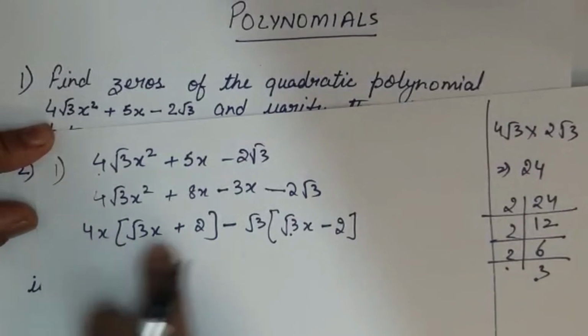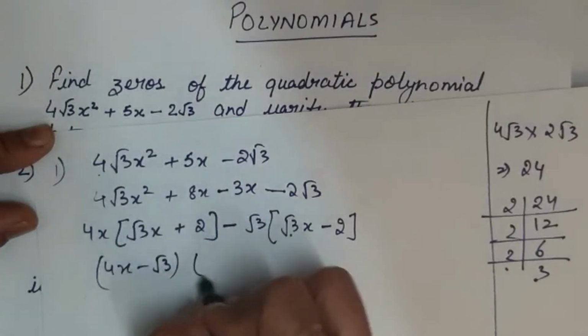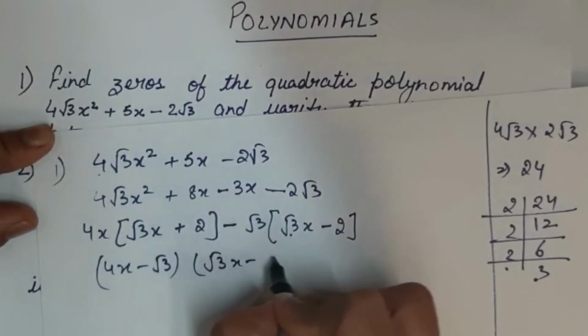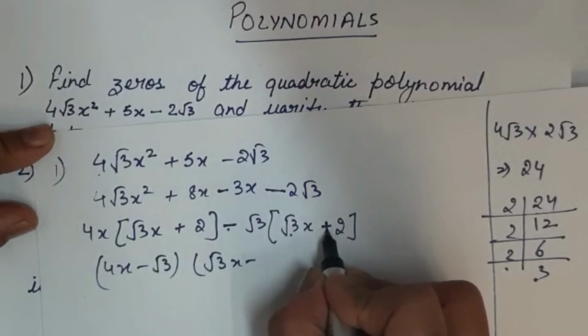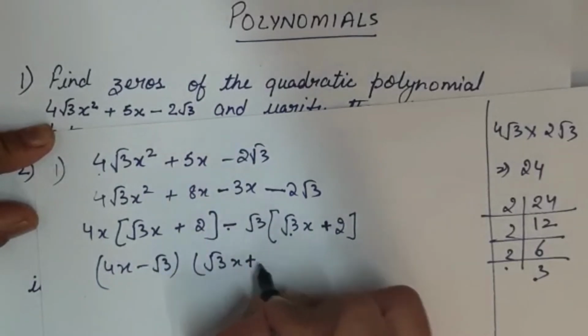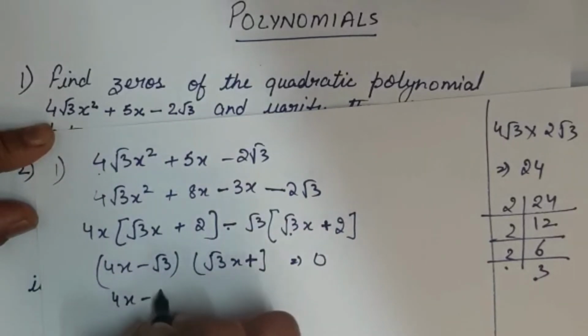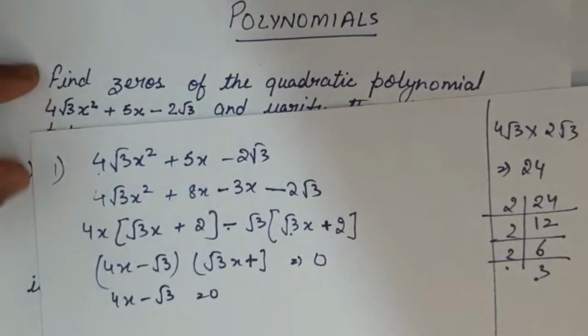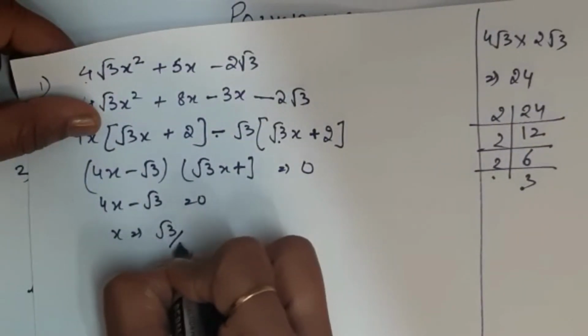So these are the two conditions. Now separate them. 4x − √3 over here and √3x + 2, see, the minus I have taken, so here it comes out to be positive. Right, so I should write positive over here. It is equal to 0 actually. So 4x − √3 is equal to 0. So what is the value of x? x comes out to be √3 upon 4.